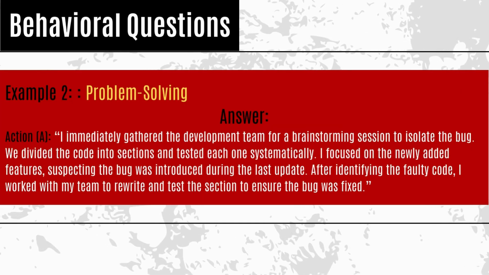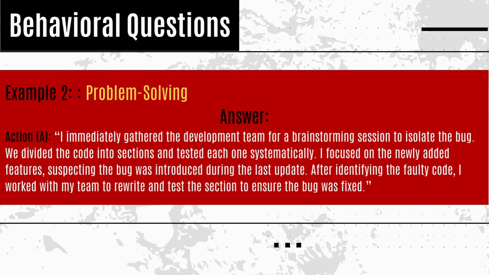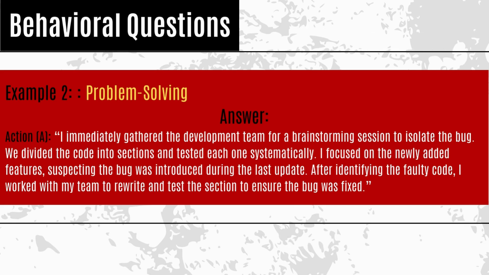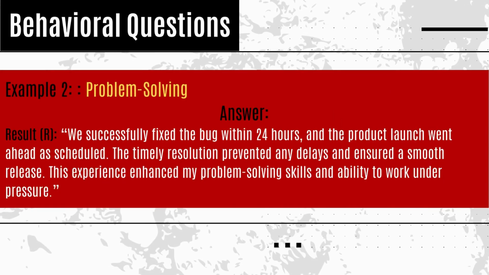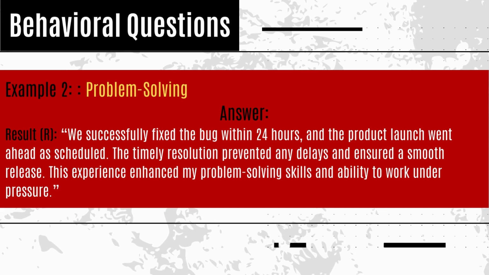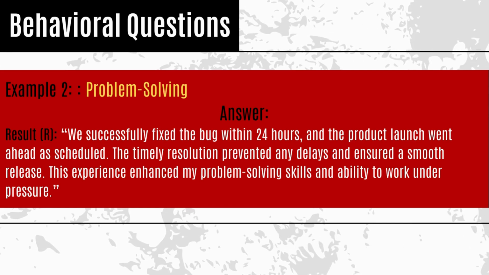Action: I immediately gathered the development team for a brainstorming session to isolate the bug. We divided the code into sections and tested each one systematically. I focused on the newly added features, suspecting the bug was introduced during the last update. After identifying the faulty code, I worked with my team to rewrite and test the section to ensure the bug was fixed. Result: we successfully fixed the bug within 24 hours, and the product launch went ahead as scheduled. The timely resolution prevented any delays and ensured a smooth release. This experience enhanced my problem-solving skills and ability to work under pressure.